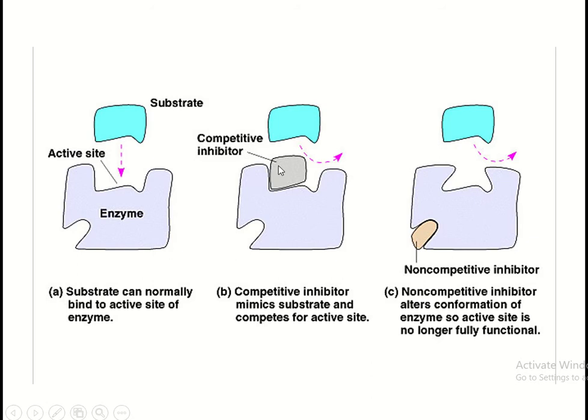the competitive reversible inhibitor. And another one is the non-competitive inhibitor, where the non-competitive inhibitor only binds at the allosteric site of the enzyme, either by a strong bond, irreversible, or a weak bond, which is called reversible.